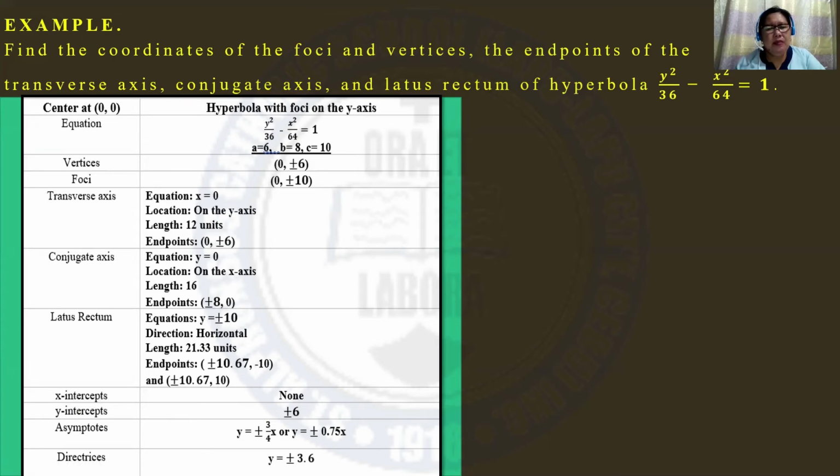negative 0.75x. For the directrices, we have y is equal to positive or negative 3.6.